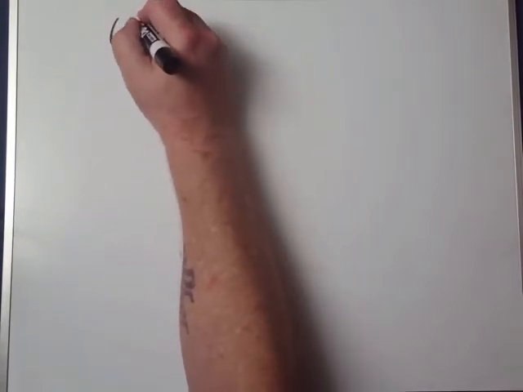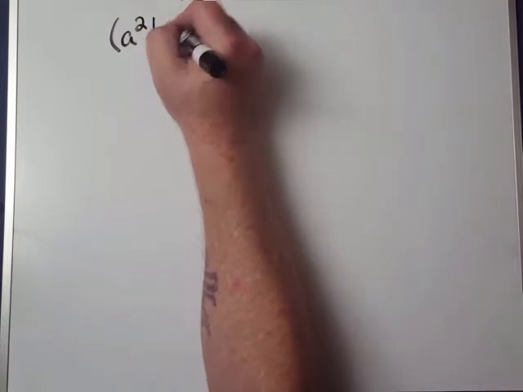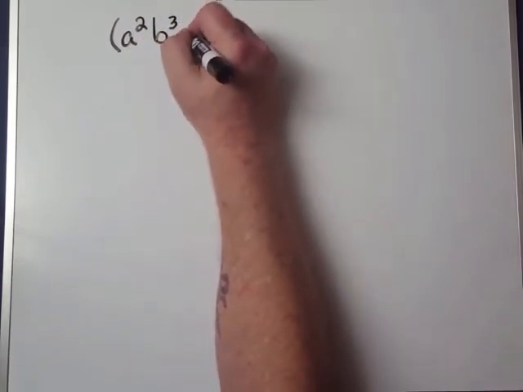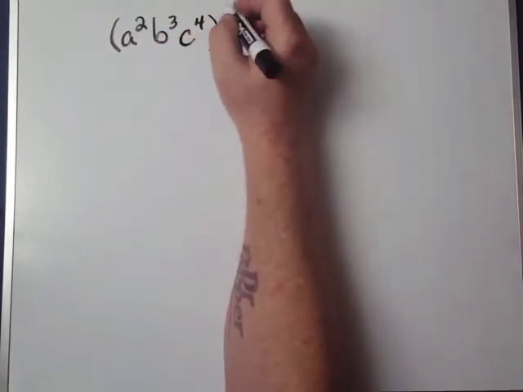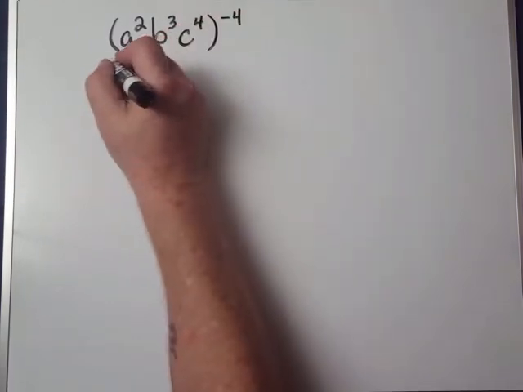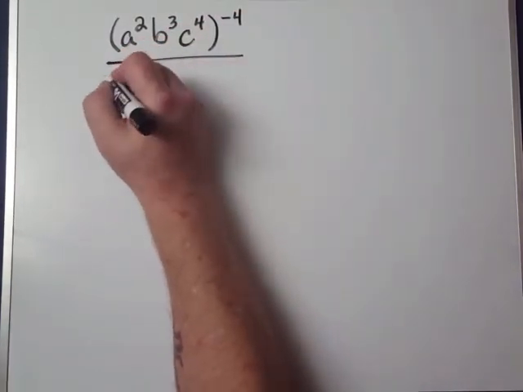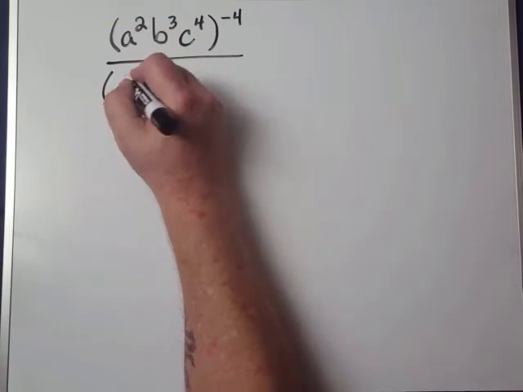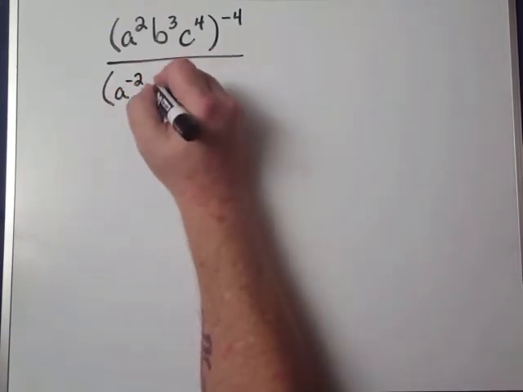Now, in the last problem, I dealt with my negative exponents first. And I mentioned I could have started by distributing. But I worked it the way I consider to be the slickest.